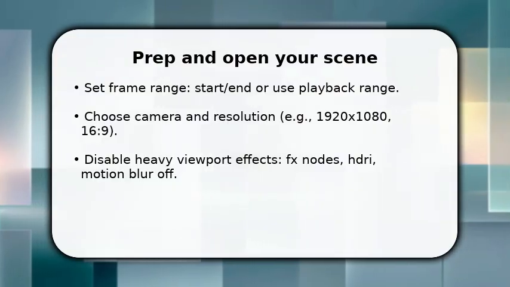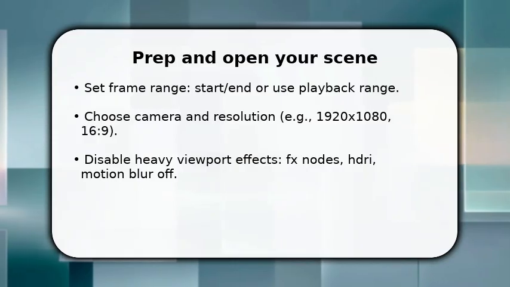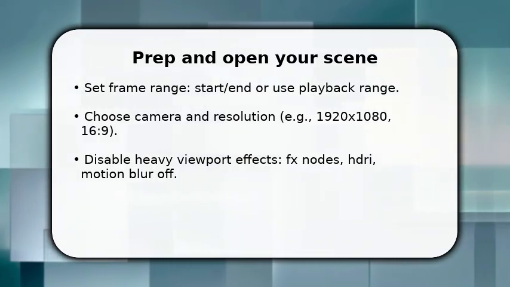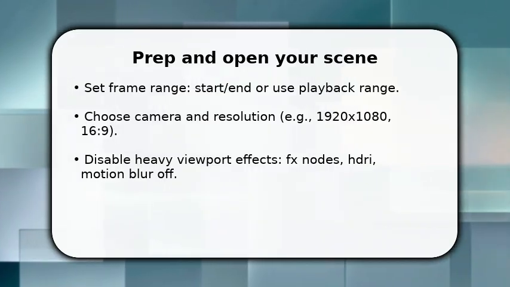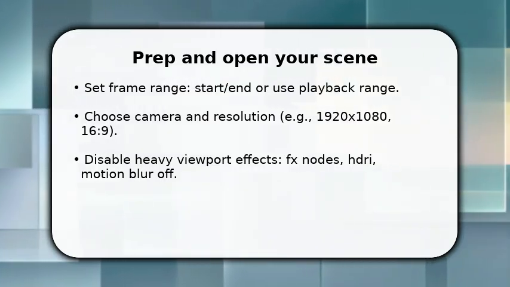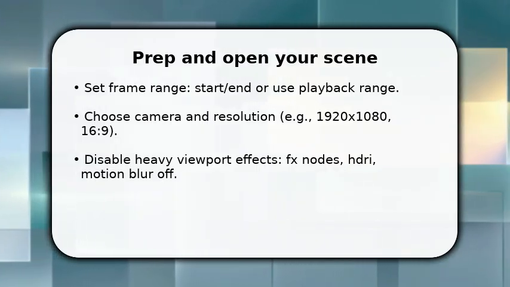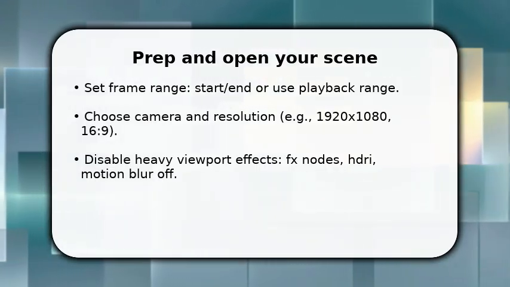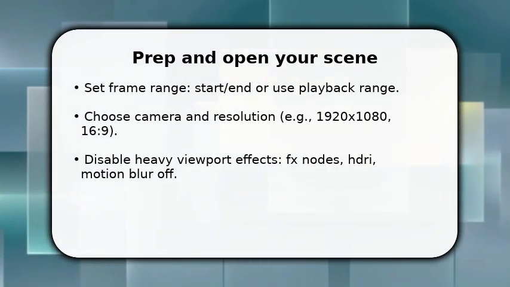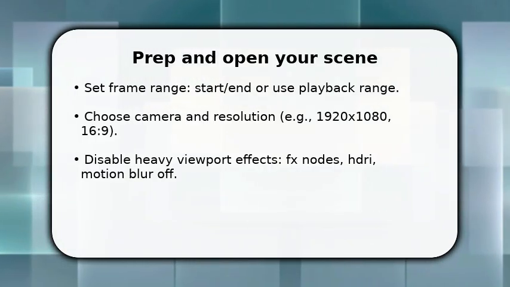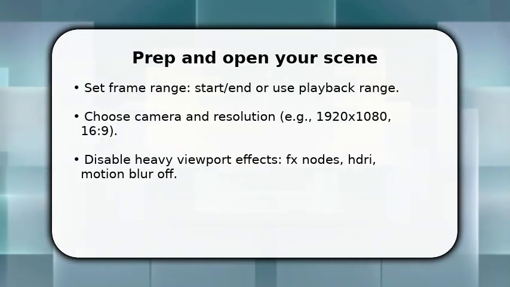You start by opening the scene and selecting the camera you want to capture. Set the frame range immediately to the keyframes you need and pick resolution and aspect ratio. Once done, simplify the viewport. Turn off motion blur and any heavy render overlays so playback is smooth. Also choose a display renderer like Viewport 2.0 for speed. These steps reduce dropped frames and make the output match what you expect.